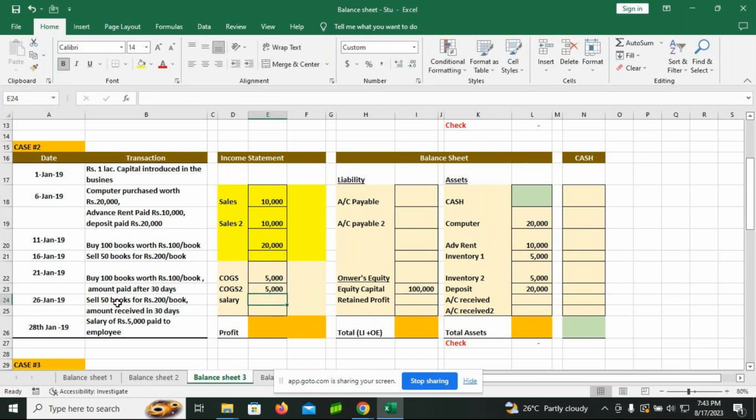So now salary. They are telling salary of rupees 5,000 paid to employees, so equals 5,000. Okay. So here alt equals. Profit: I need to check the profit. It will be equals 20,000 minus 15,000. Profit is 5,000, which is my retained earnings.